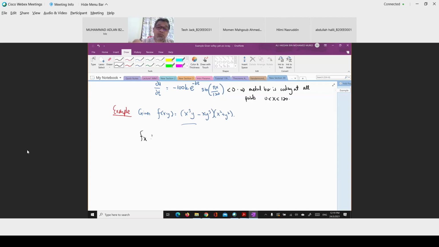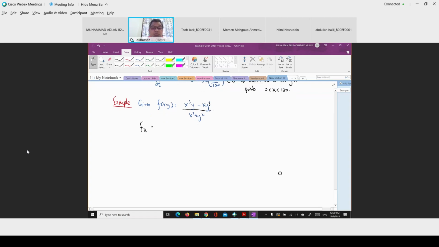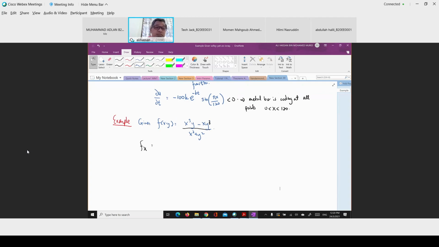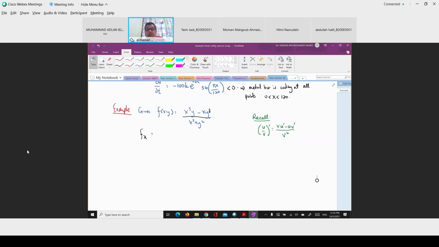Look at the division. x cubed y minus xy cubed divided by x squared plus y squared. Okay. What is f partial x? You can apply the quotient rule that you have studied in calculus. In calculus, you have the quotient rule for derivative, right? We have v u prime minus u v prime over v squared. This is the quotient rule that we have studied for a function of single variable. You can use this quotient rule as a guideline.